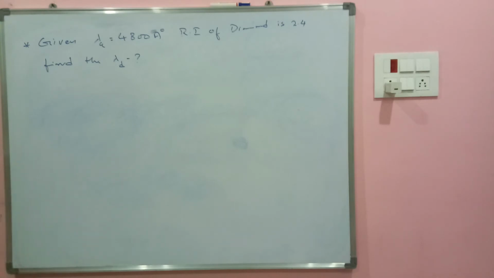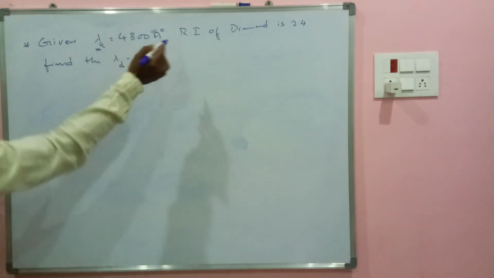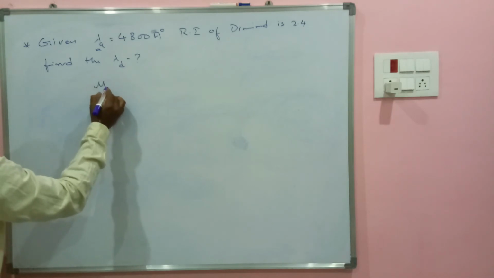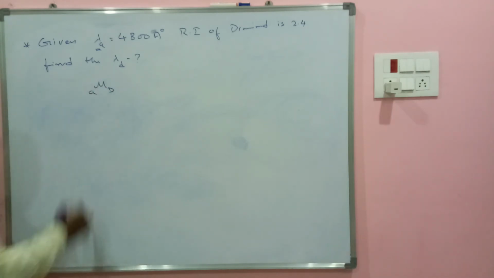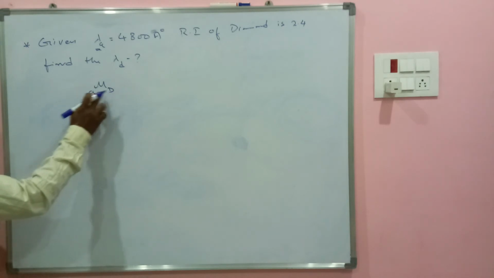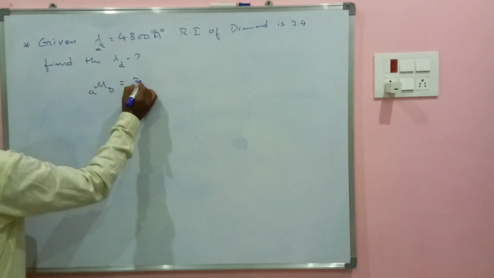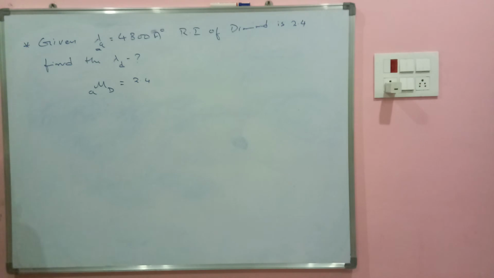Given lambda A. Lambda A is nothing but the wavelength in a given medium. Lambda A is 4800 and the refractive index of the diamond is given as 2.4, and he is asking us to find out the wavelength in a diamond. So what did he give us? Imagine this to be in air. So he has given mu of diamond with what comparison here? Absolute refractive index. So mu of diamond with respect to air is given. It is 2.4.